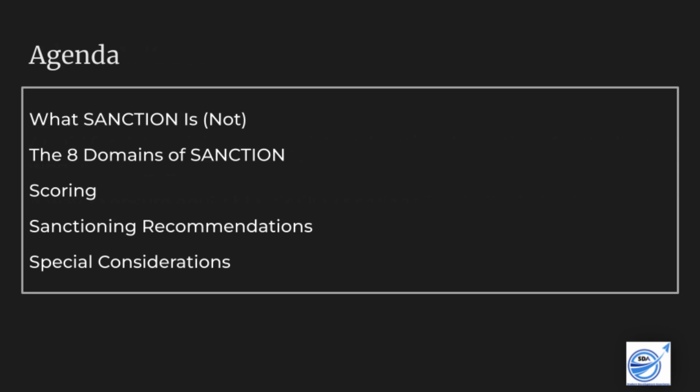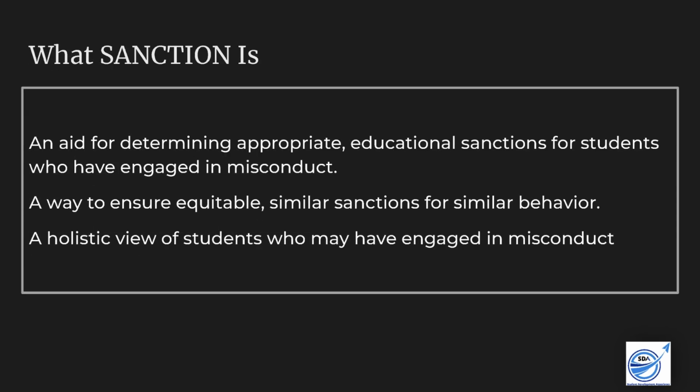So what is SANCTION? SANCTION is an aid for determining appropriate educational sanctions for students who have engaged in misconduct. It's a way to ensure equitable, similar sanctions for similar behavior, and it is a holistic view of students who have engaged in misconduct. The goal of SANCTION is very simple. It is to help make sure that similar, equitable sanctions are given for similar behaviors in different conduct cases and in large, complex cases where equitable sanctions are crucial.